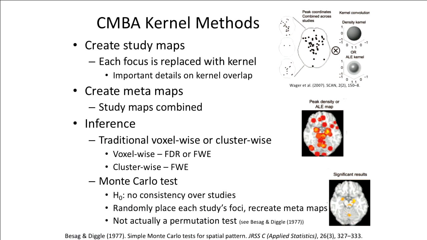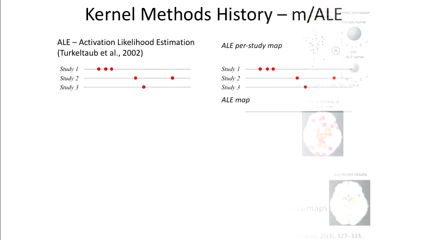It turns out that because this is non-standard data, we cannot use a traditional general linear model. We have to use other techniques and other means to get p-values, and so we end up using Monte Carlo tests to do that. So let's dig in and look a little bit closer at the two different methods.